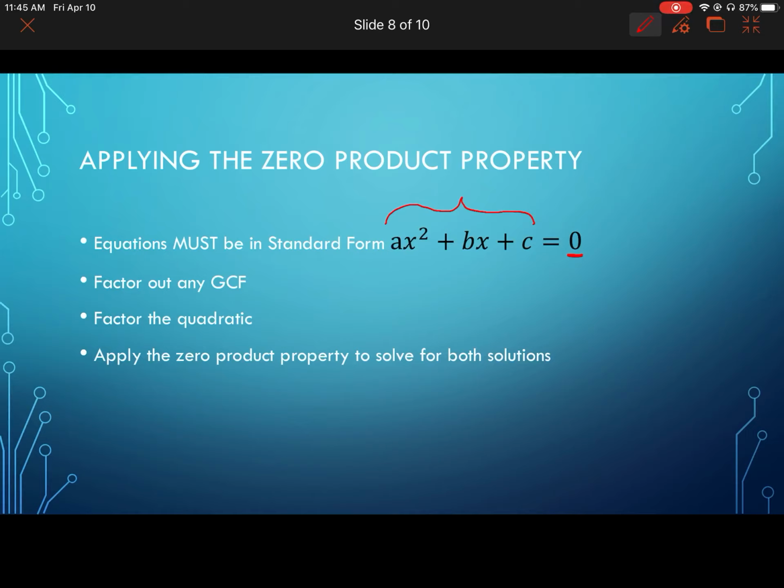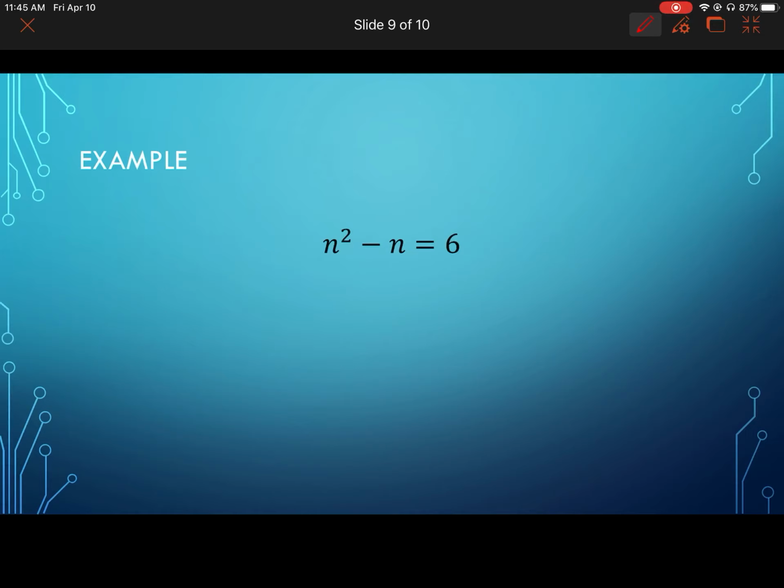So let's look at an example. So we have n squared minus n equals 6. And this is going to be kind of a really simple one because it does look like one we just did. But I just wanted to show it to you in a different format. All right, so this obviously is not in standard form yet. I need to move the 6 to the left. So I'm just going to subtract it from both sides. And when I do that, I'm left with a 0 on the right-hand side, which is perfect. Now this is exactly what I want.